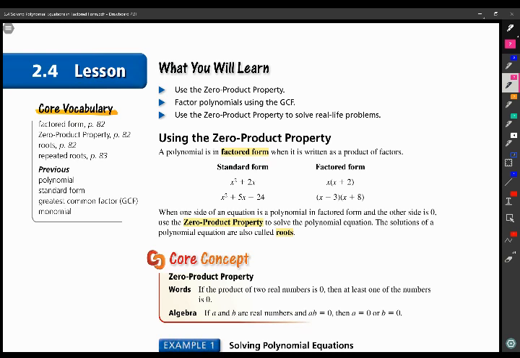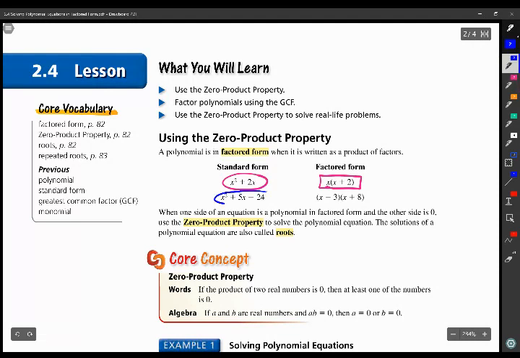As we look at our standard form right here, we're looking to see, well, what do x squared and 2x have in common? And they have an x in common, so that's what we pull out. So if you have 2x and you take 1 out, you're left with 1. And then if you have 2x and you take the x out, you're left with 2. And so this is our factored form. Same thing with the next one.